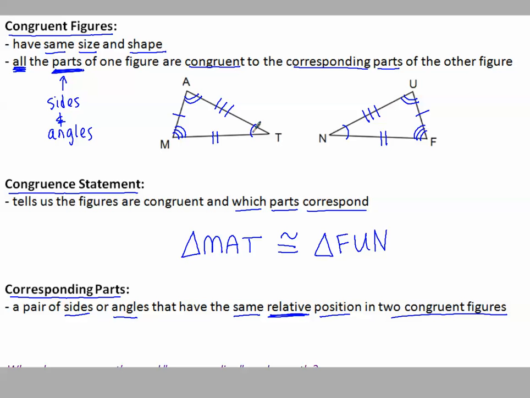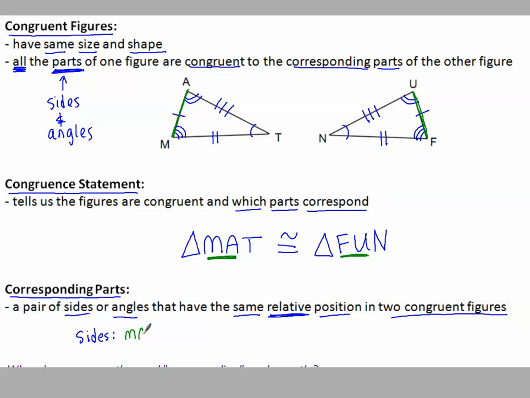So if I'm going to say what are the corresponding parts, I could start for this particular picture with the sides, and if I list all the sides that correspond, we can either use our congruent statement or our picture. Let's see how we can do it with both. For example, MA is a side. MA corresponds with FU. I can see that in both of the statements, how they're in the same positions, or I can see how it's marked in the picture. See how they both have that one hash mark to show us.